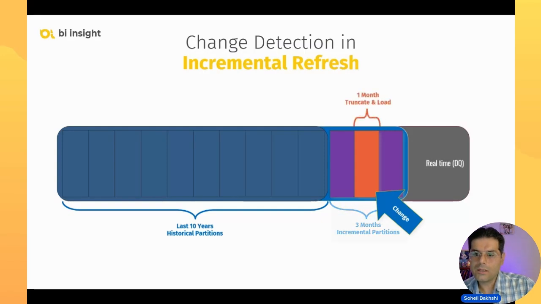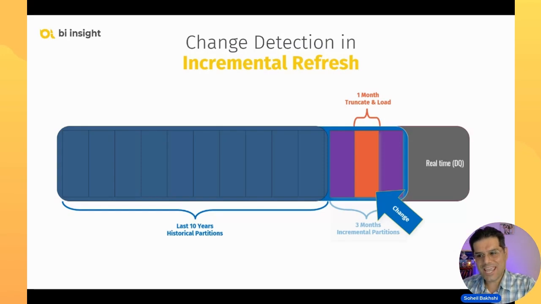Okay, now I have 1 month of data which will be truncated and loaded. I still have the most up-to-date data, right? But the amount of data that I'm refreshing or loading from my source system is significantly smaller.